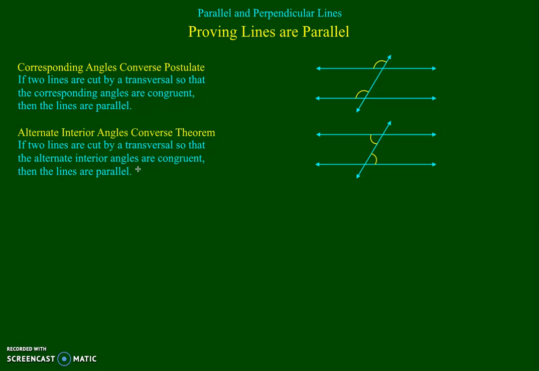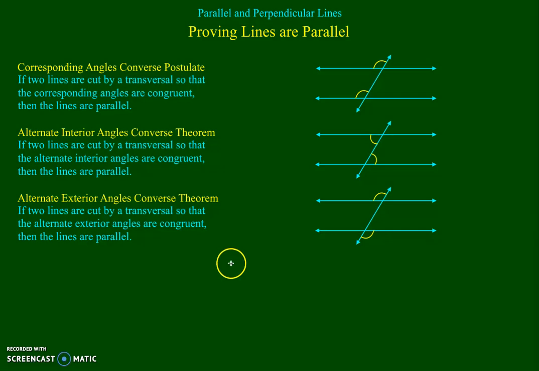So let's look at the alternate exterior angles converse. This, of course, is very, very similar to the alternate interior angles converse. It's just dealing with the alternate exterior angles. If two lines are cut by a transversal so that the alternate exterior angles are congruent, then the lines are parallel. And finally, the consecutive interior angles converse.